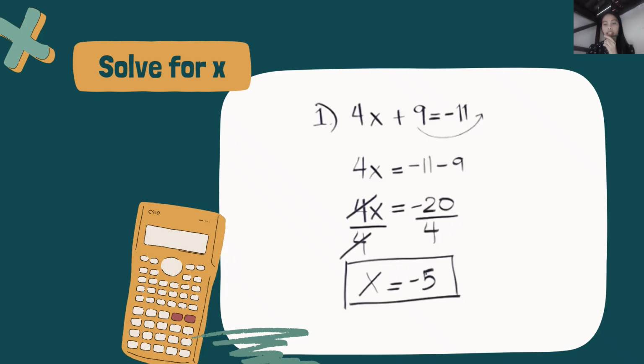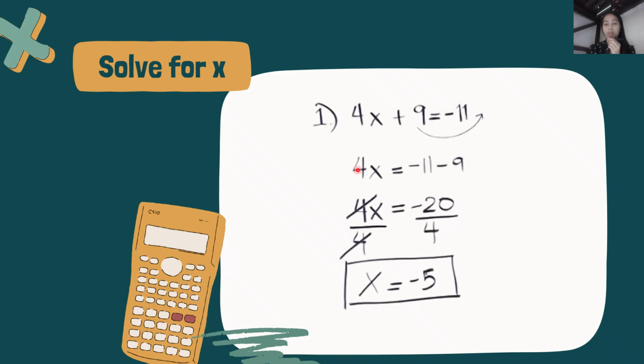4x plus 9 is equal to negative 11. So our goal is to isolate the x. First step, we need to move the constant positive 9 to the right side of the equation. We do this by subtracting 9 from both sides.